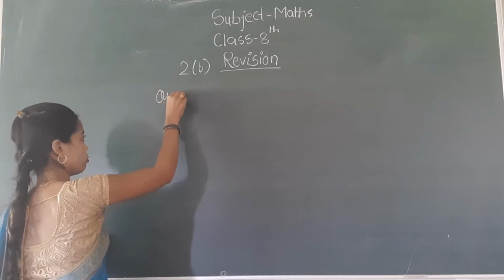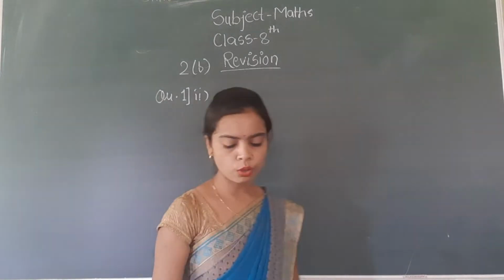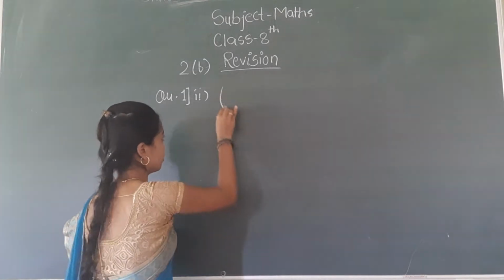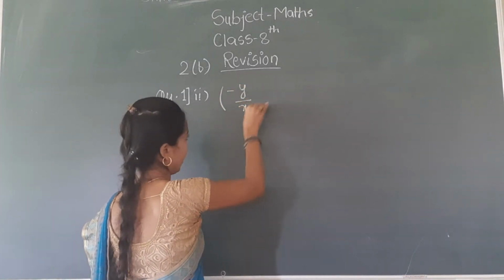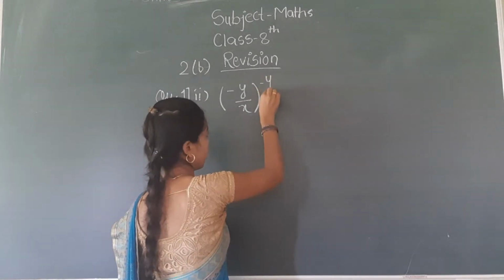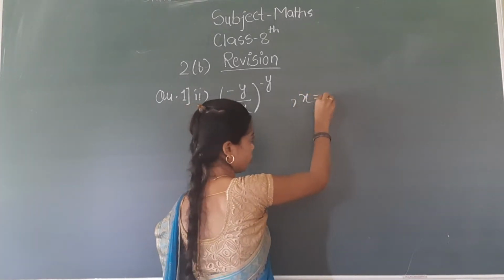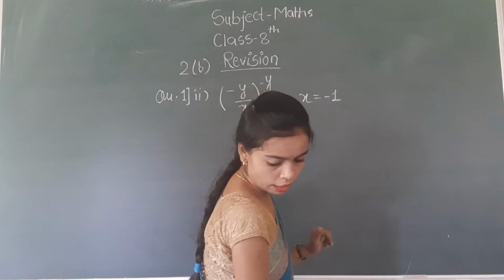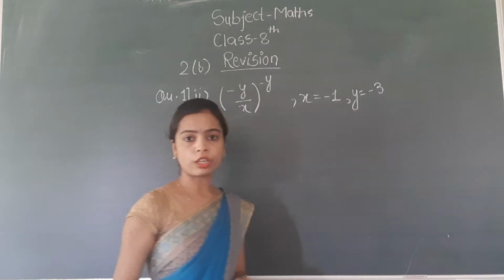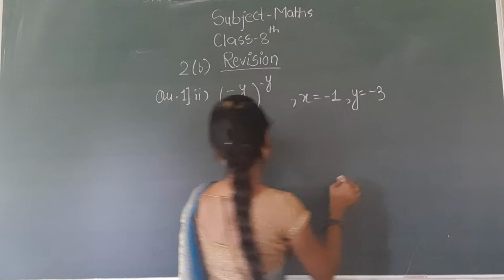Question number 1, part 2. What is your question? Your question is (minus y upon x) raised to the power minus y, where x is equal to minus 1 and y is equal to minus 3. You have to find out the value of this expression.